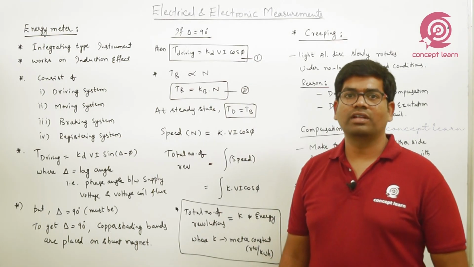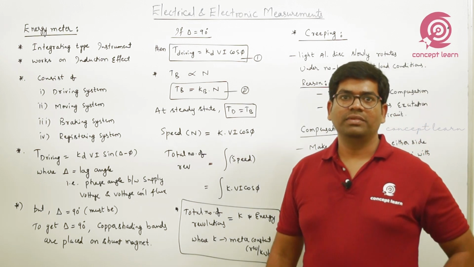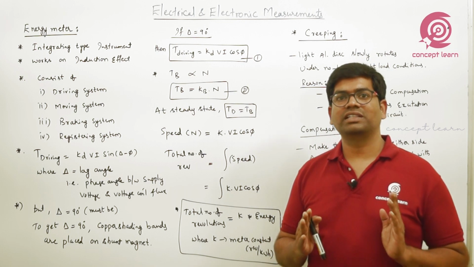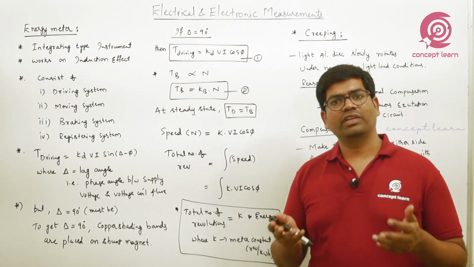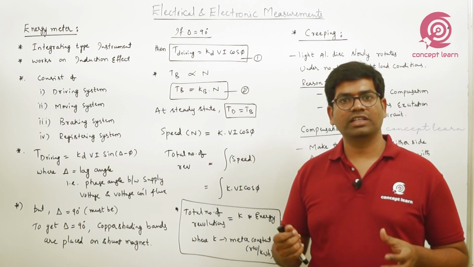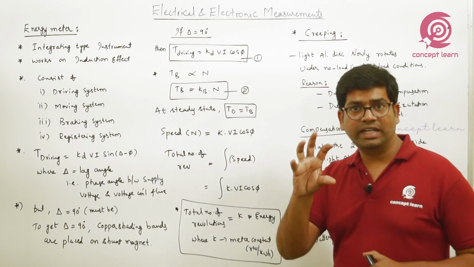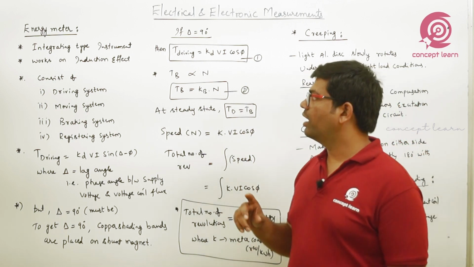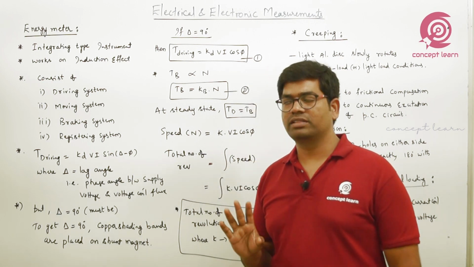Now we'll see about the energy meter. It is basically an integrating type instrument. Energy is nothing but the capacity to do work, so we are measuring energy by observing the power over a time interval with an integrating function. Because of that, we name it an integrating type instrument. Another point: it mainly works based on the induction effect.